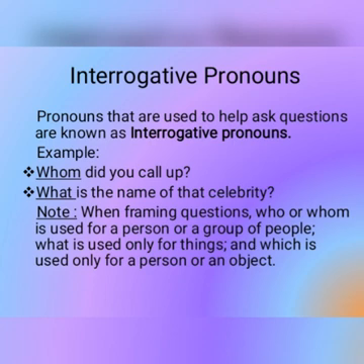When framing questions, who or whom is used for a person or a group of people, what is used only for things, and which is used for a person or an object. So these are the interrogative pronouns with which we frame questions. We use these: who, whom, which, what, etc. So these are your interrogative pronouns. Now the interrogative pronouns help us to ask questions.